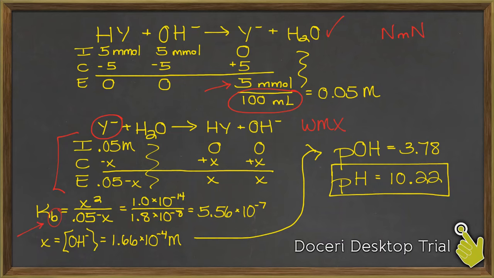I put it into my calculator. I graphed and solved for x, which I knew was equal to OH minus. I could then find the pOH very easily, negative log of my hydroxide concentration, and then get to my pH. So now I have my third data point.